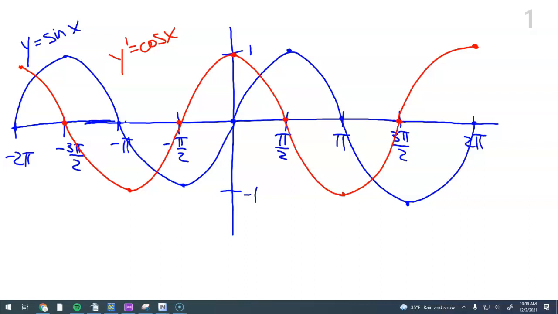So just to practice reading these again: if I were to say, what's the slope of sine of x here? First of all, positive or negative? Negative, and it would be exactly this y value, whatever this is. What's the slope of sine of x right there? -1, because it matches up right here. What's the slope of sine of x right here? 0, because the y value of the derivative is 0.